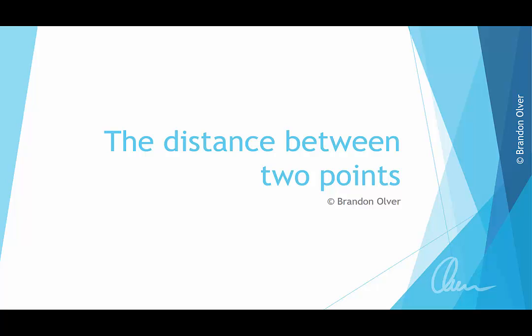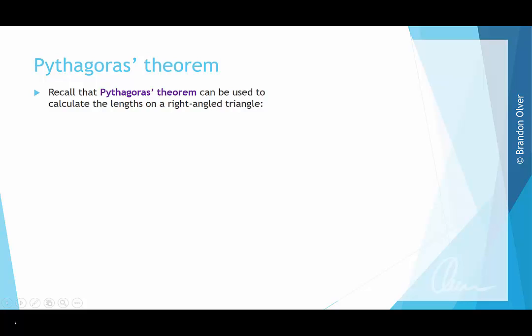In this video, we'll be looking at the distance between 2 points. So firstly, we need to recall that Pythagoras' theorem can be used to calculate the lengths on a right-angled triangle. So here's a right-angled triangle where we have A and B, and we know that the relationship between C, which is the hypotenuse, and A and B, is given in this formula, which says that C squared is equal to A squared plus B squared.